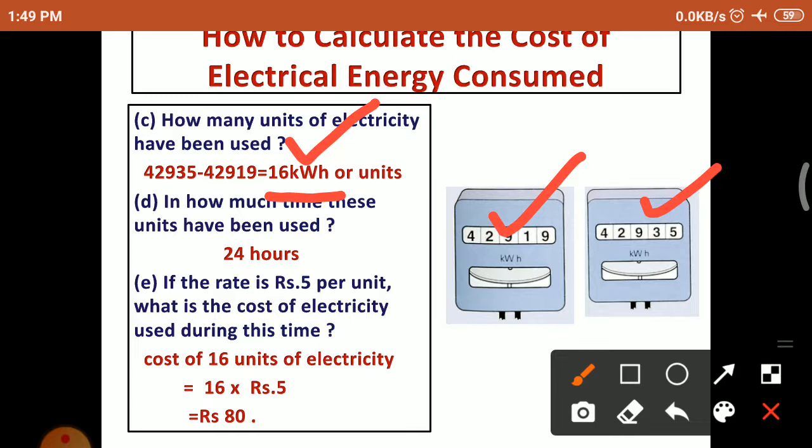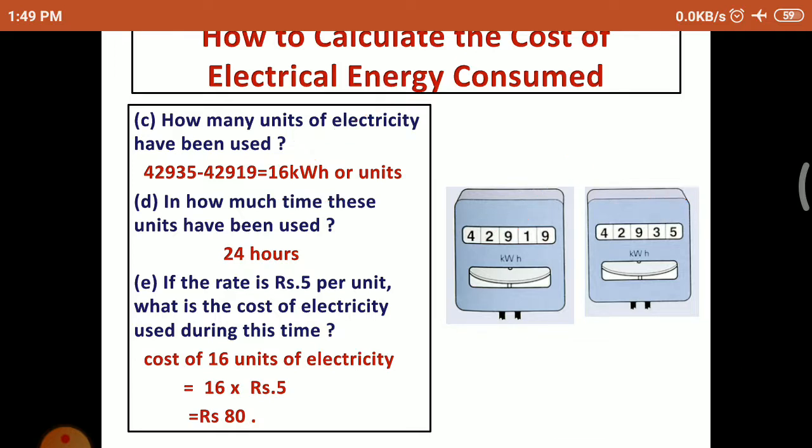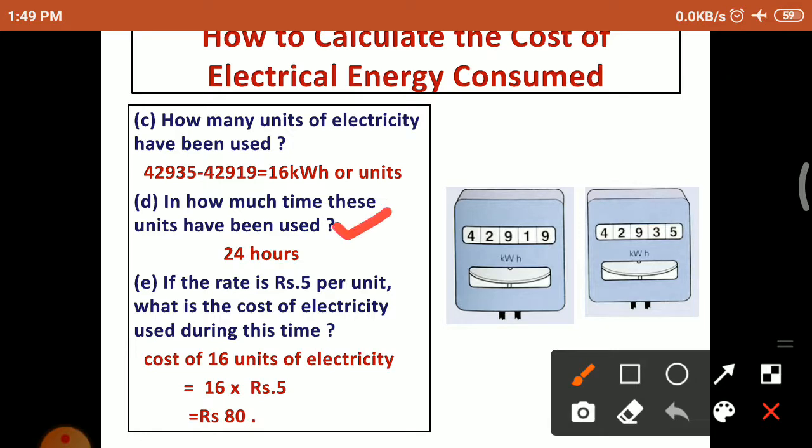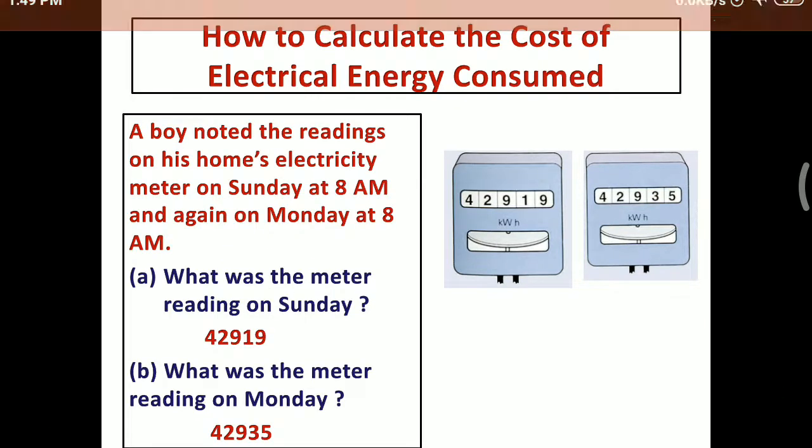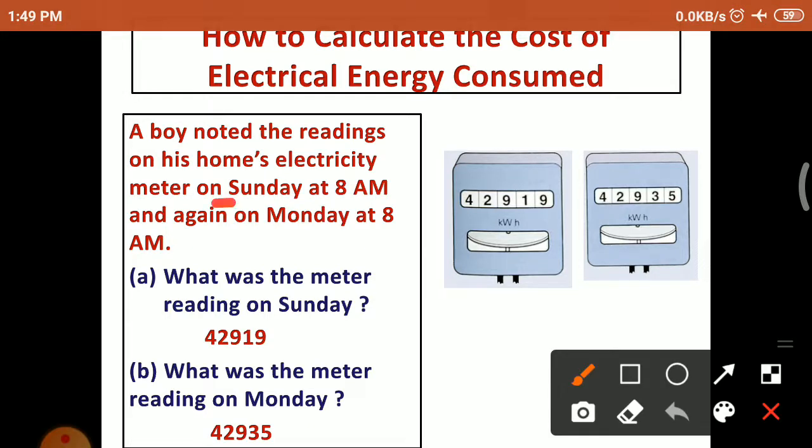Instead of kilowatt hour we can use unit, because in day-to-day life we say 100 units of current, 200 units of current. So mostly we use unit instead of kilowatt hour. In how much time have these units been used? 24 hours. How am I saying 24 hours? See, from Sunday 8 a.m. to Monday 8 a.m., so 24 hours.